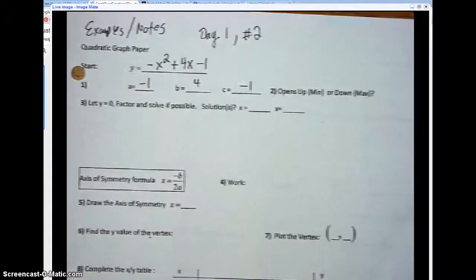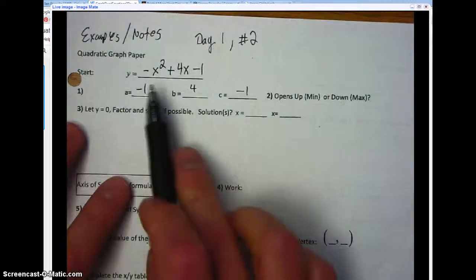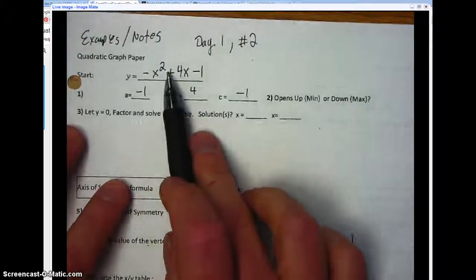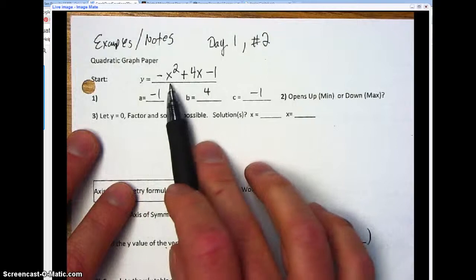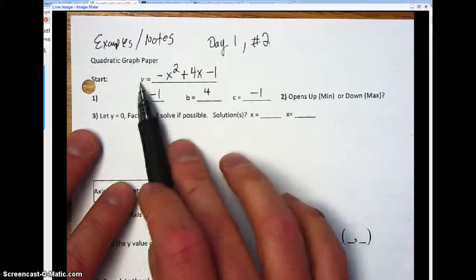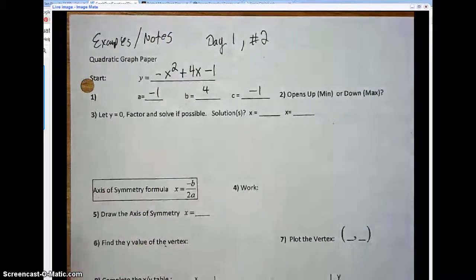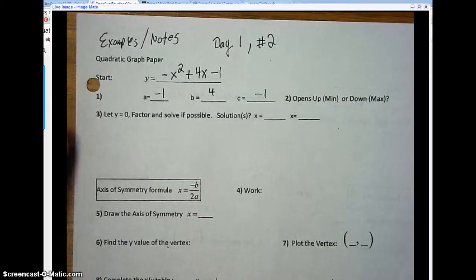Okay. Now, every problem that is quadratic, every single equation that's quadratic, when it's written as y equals, now all of a sudden it becomes a function. Now all of a sudden it's something we can graph. Does anybody remember what the shape was?